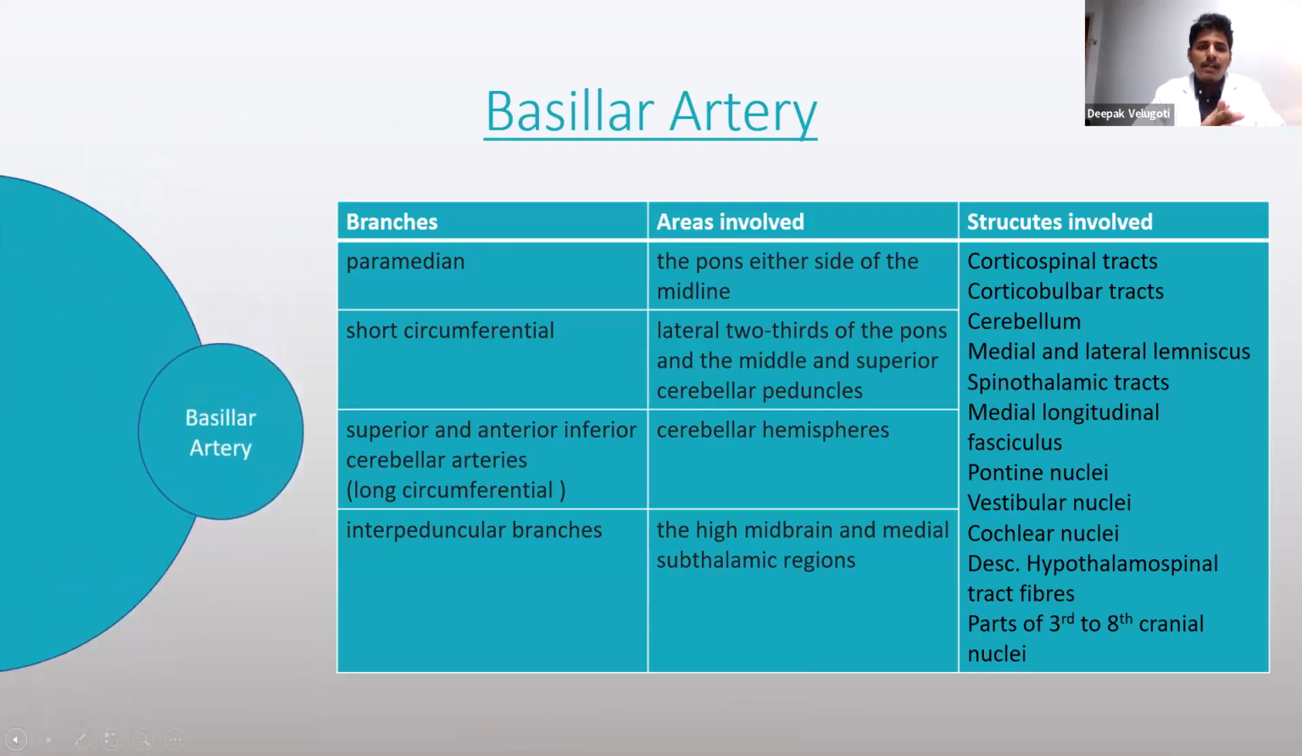And coming to the basilar artery, even though it has a very short course, it has multiple branches and supplies very vital areas of the brain. The branches are paramedian branches, short circumferential branches, superior and anterior inferior cerebellar arteries, and interpeduncular branches. These supply structures such as the corticospinal tracts, corticobulbar tracts, spinothalamic tracts, a few nuclei, and the cranial nerve nuclei from the 3rd to the 8th.